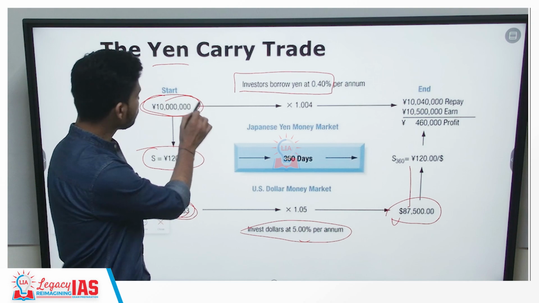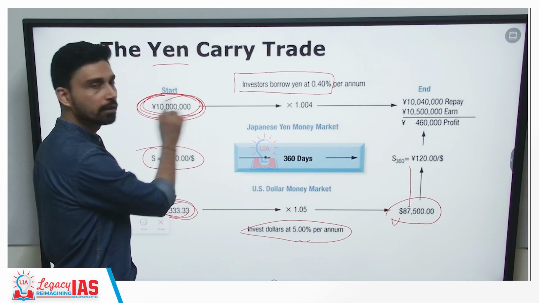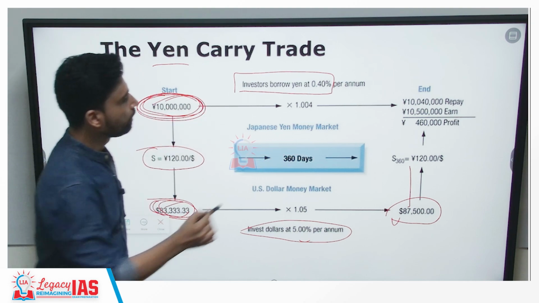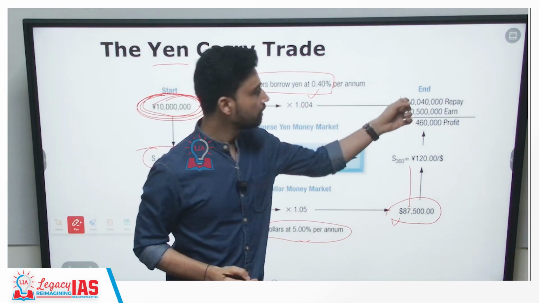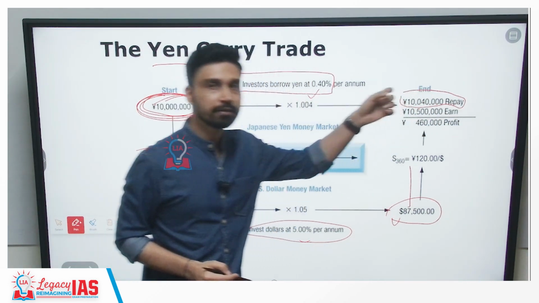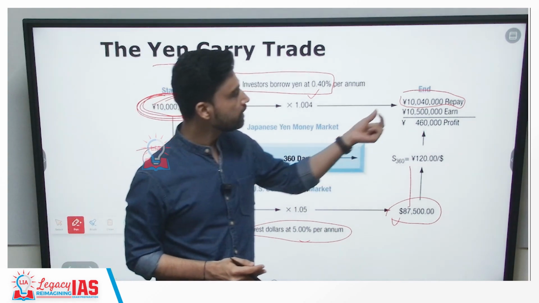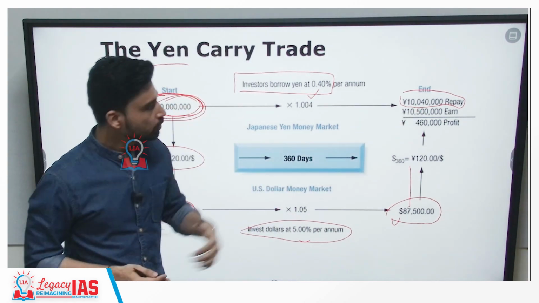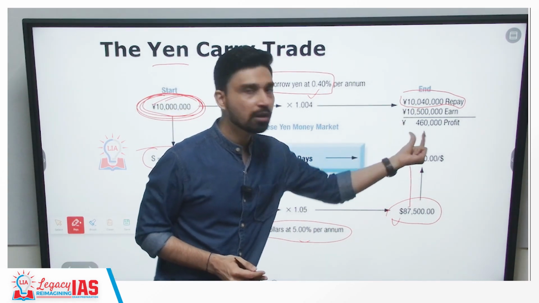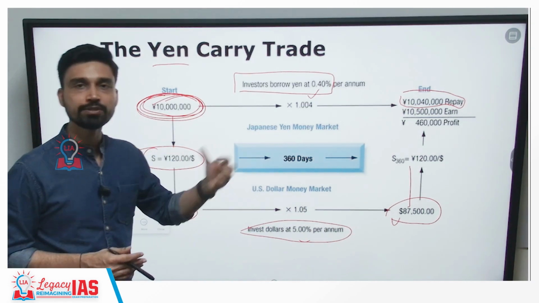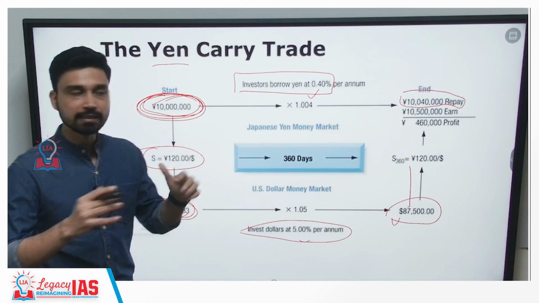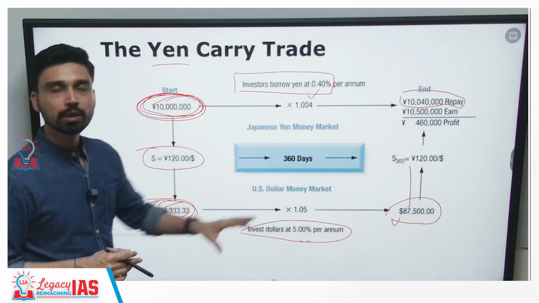Now, try to understand this. The 10 million that you have borrowed at 0.4% per annum of interest, finally the total debt that you have to repay here is only 10.4 million. So this extra 460,000 yen that you got because of the interest rate difference is actually your profit, and this was something that was being done over a period of time.